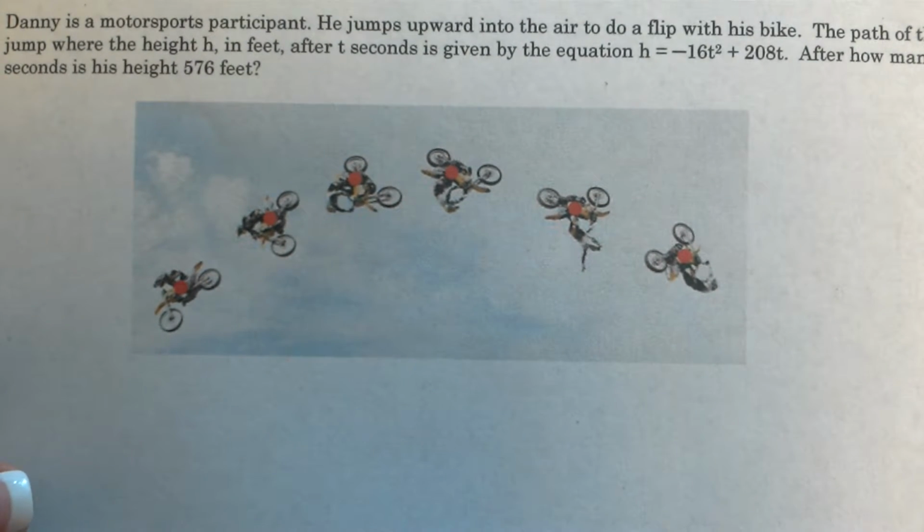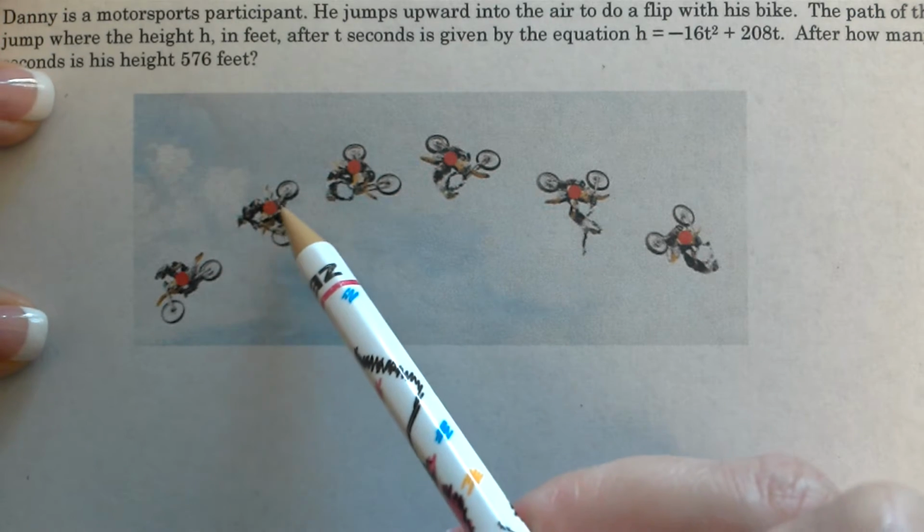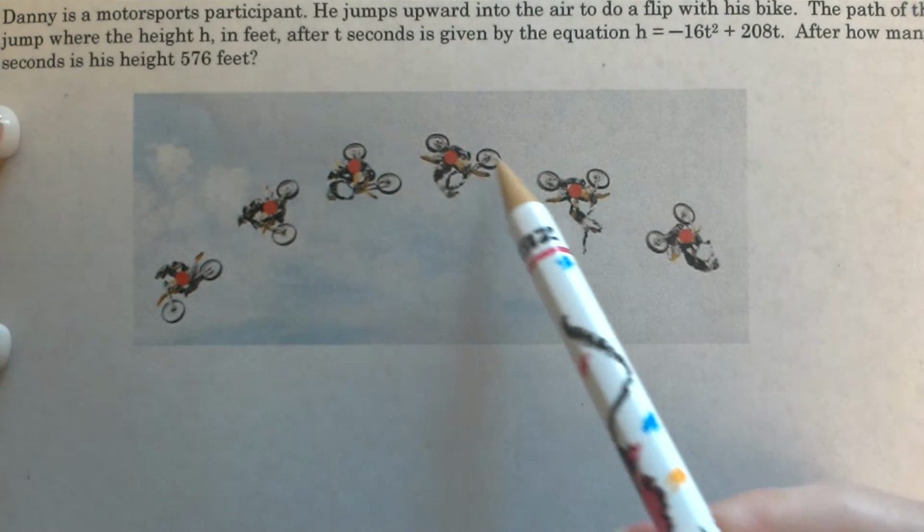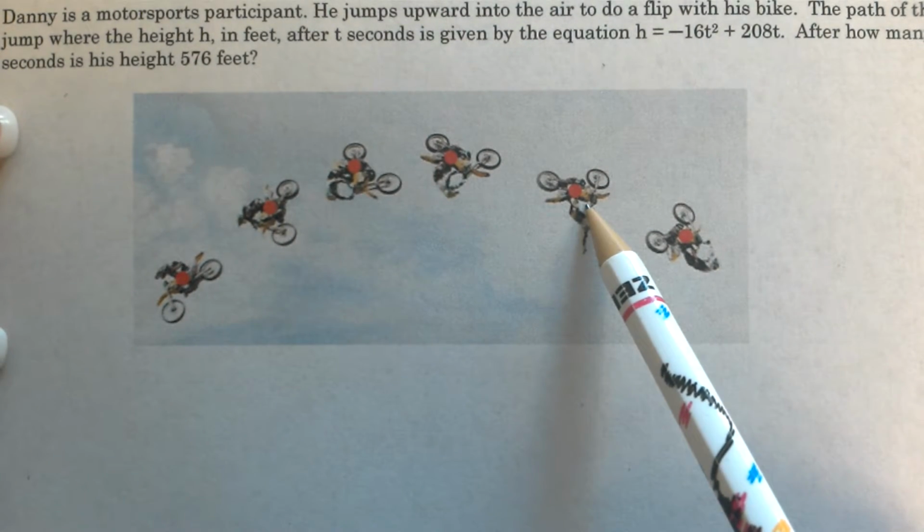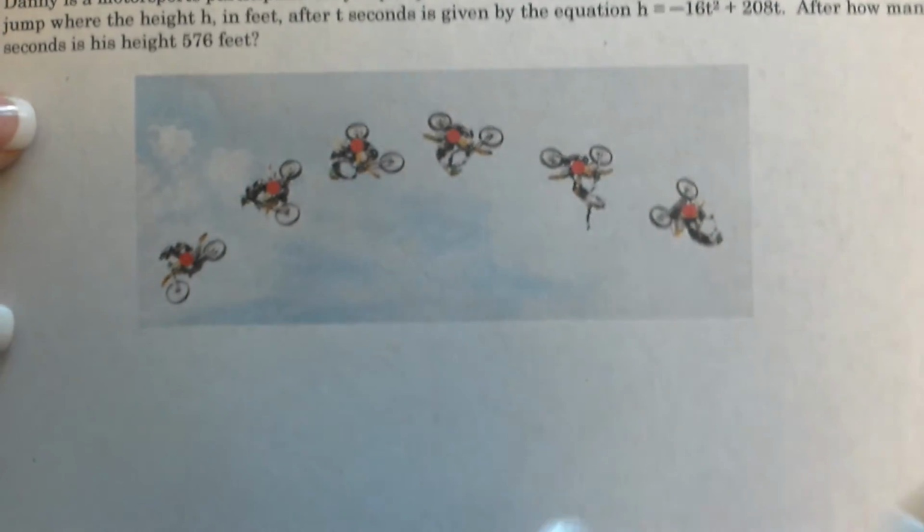Danny is a motorsport participant. He jumps up into the air and does this cool flip with his bike. I wish I could do that. The path of the jump, where the height is in feet, is given by this equation. About how many seconds is the height 576 feet? So again, he's going to reach 576 feet on the way up, and he's going to reach that 576 feet again on the way down.